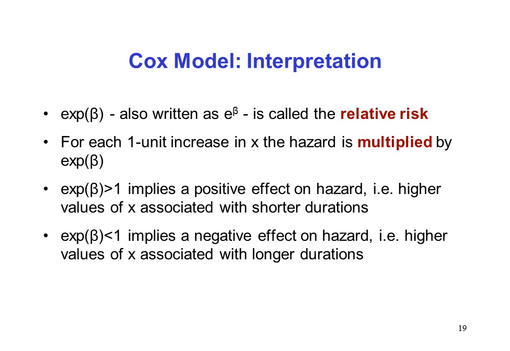If that quantity is greater than 1, that implies that we have a positive effect of x on the hazard. And if you've got a higher hazard, that means that you're having the event sooner. Right? And if you've got a relative risk that is less than 1, then that means you've got a negative effect on the hazard or longer durations.